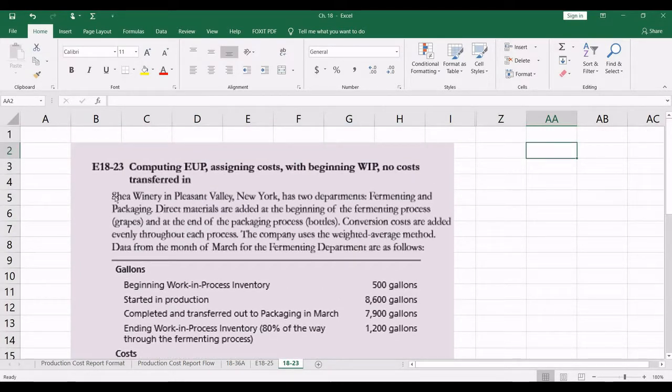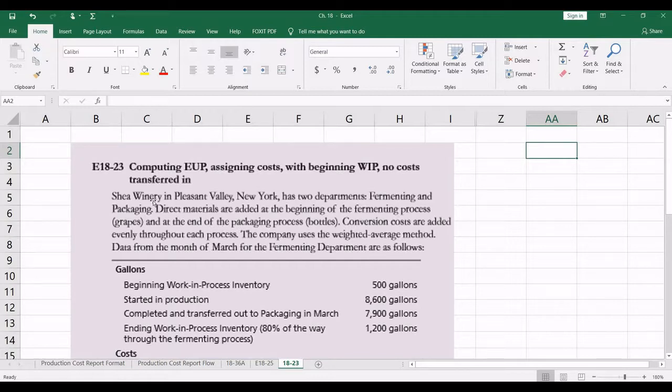The problem says Shays Winery in Pleasant Valley, New York has 2 departments, fermenting and packaging. Direct materials are added at the beginning of the fermenting process, grapes at the end of the packaging process. Conversion costs are added evenly throughout each process. The company uses the weighted average method, data from the month of March for the fermenting department as follows.